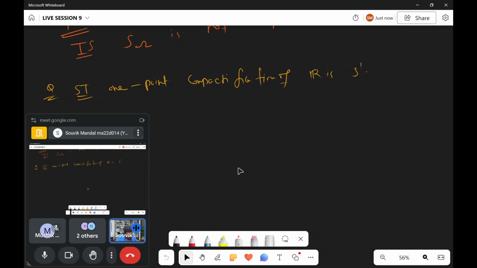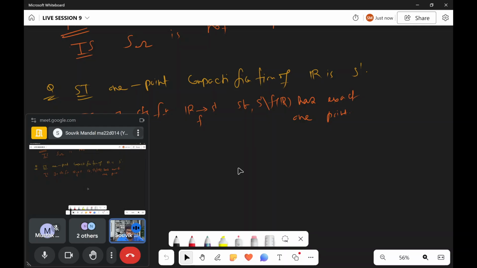By definition, you cannot prove it, right? So what you need to show is that there exists a continuous function F from R to S1 such that S1 minus F of R has exactly one point. So try to figure out such a map.